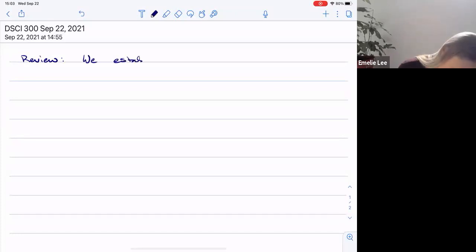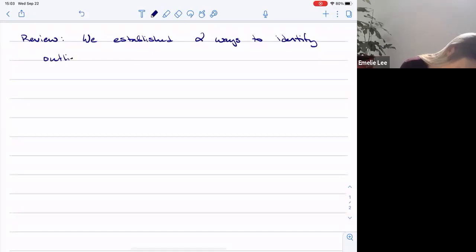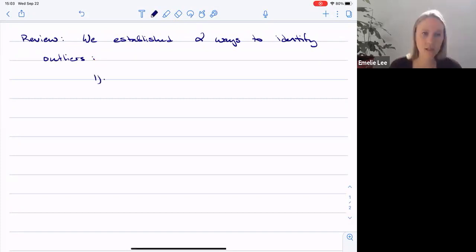We established two ways to identify outliers. The first one was that we could use a Z-score. Remember, a Z-score is the standardized value. It takes the distance for each point from the mean and gives it to us in terms of the standard deviation. So how many standard deviations away from the mean is some value.